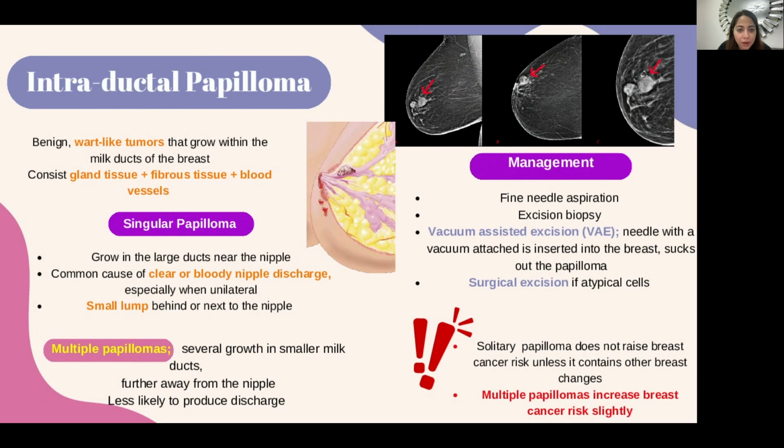And on the top there, that's what they look like on a mammogram. So as you can see there, these are the ones that are close to the nipple, and they're very close there. That's why you can see the nipple discharges.